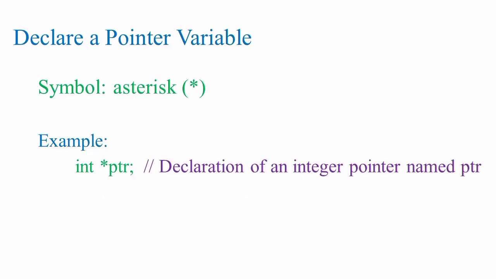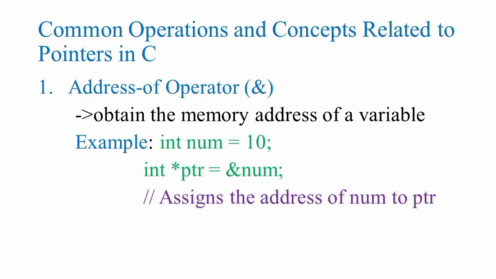In C programming, you can declare a pointer variable by using the symbol asterisk before the variable name. For example, int *ptr. It declares an integer pointer named ptr. Let's see some common operations and concepts related to pointers in C programming.